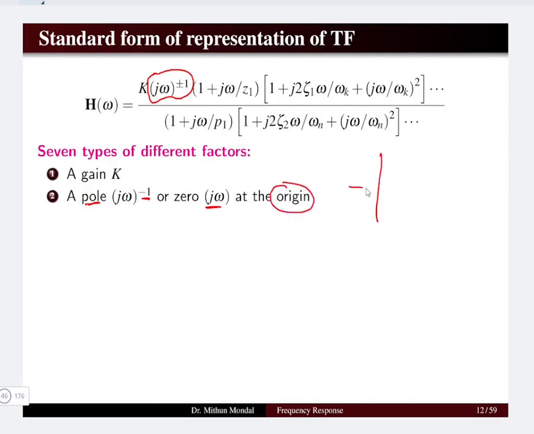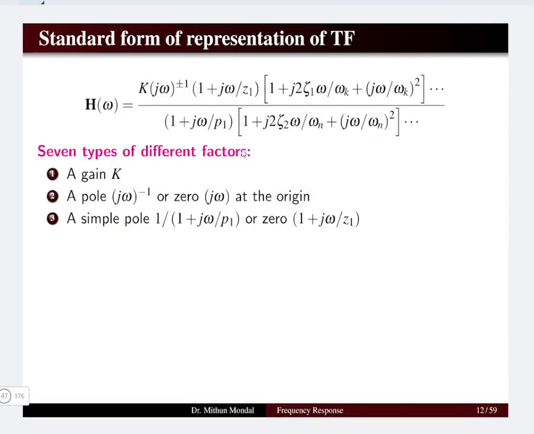So we have already discussed the S-plane in the previous lecture, where we discussed the real part sigma and the imaginary part as omega. So origin is the point here. If a pole or a zero lies at the origin, that forms one of the factors. Now the third factor is basically a simple pole or a simple zero. So these indicate a simple zero and these indicate a simple pole. So this is the third factor.